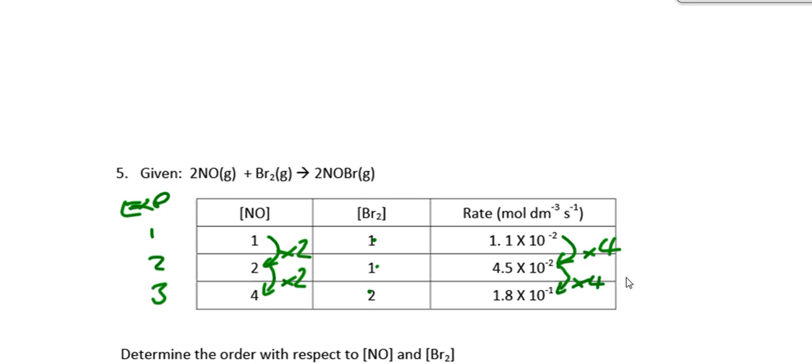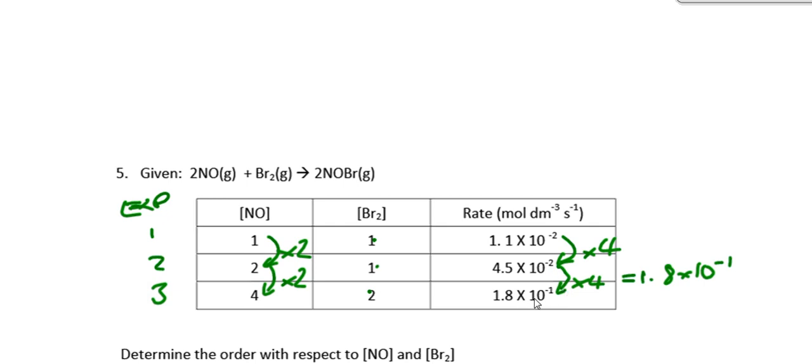What is my result when I do that? My result is, in actual fact, the same answer, 1.8 times 10 to the minus 1. So that means, since I know that NO from my initial calculation is second order, as this is doubling, I must take into account what would happen to the rate. So I must times it by 4.